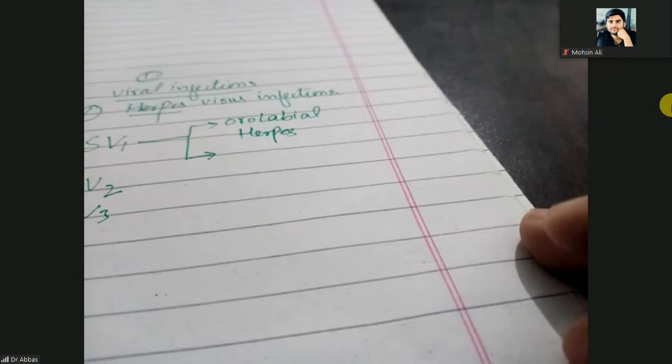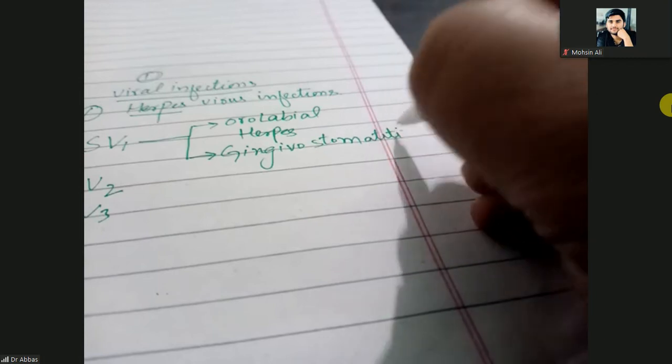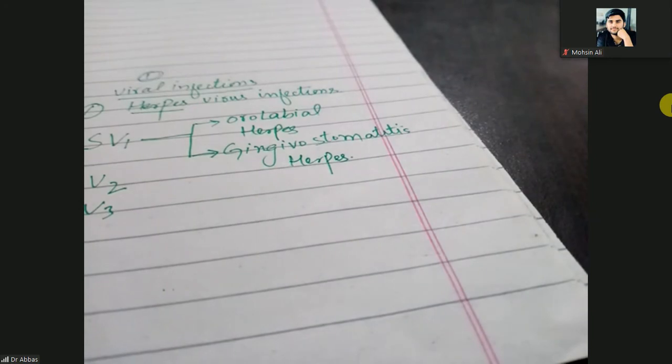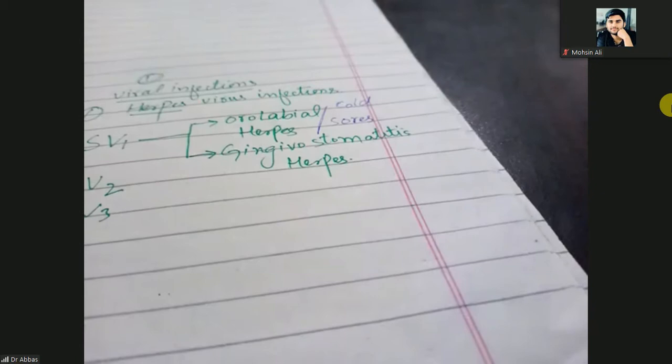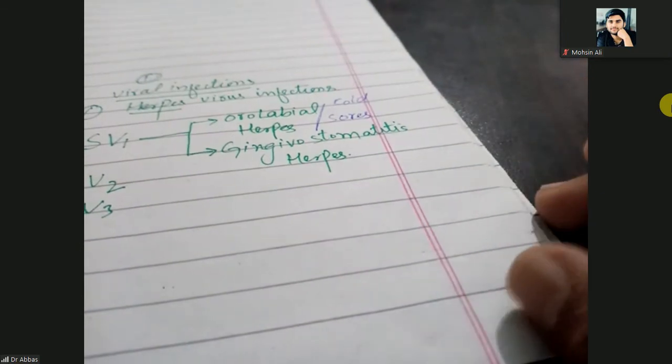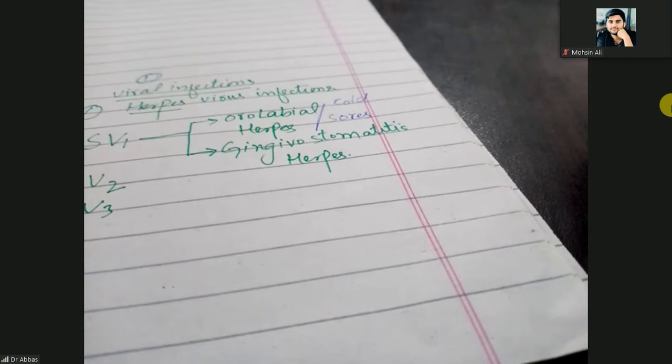HSV1 also causes the gingivostomatitis herpes. Clear? So, this orolabial herpes, the other name of the orolabial herpes is cold sores. And gingivostomatitis. Gingivo means gum. Stomatitis means blisters in the oral cavity.